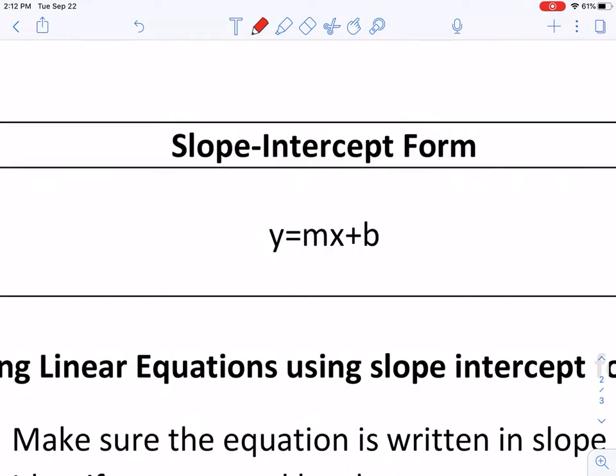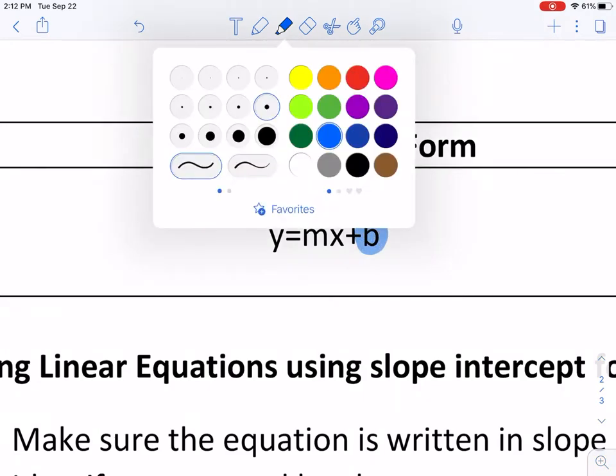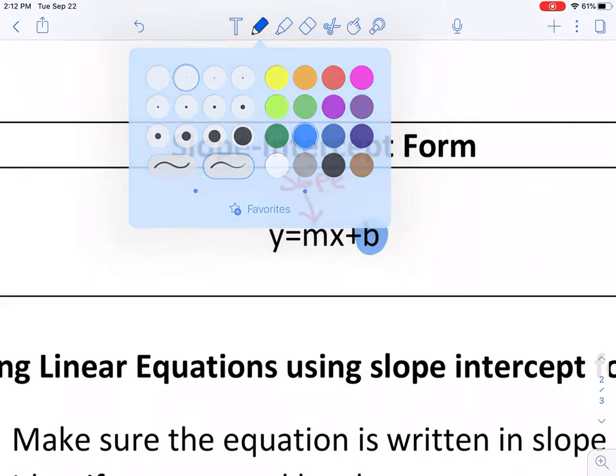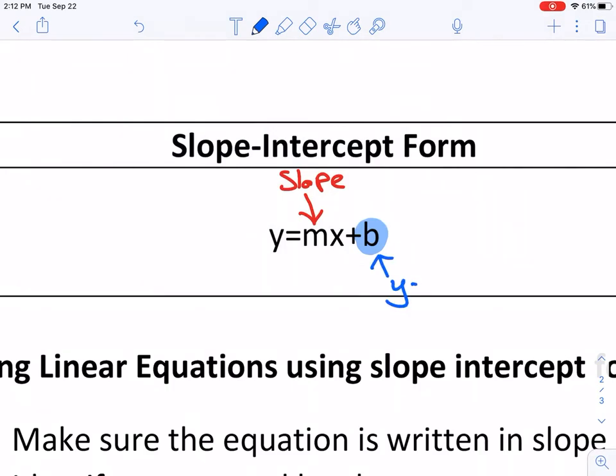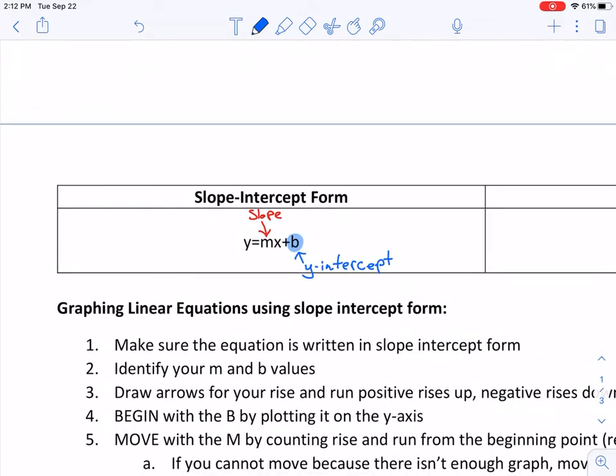Earlier, I pointed out that m means the same thing as the slope. So that's my slope. And b, which I'm going to highlight in blue here, b is what we would call in slope-intercept form our y-intercept. And that means that's where the line crosses the y-axis. So we have our slope and we have our y-intercept. And we use that information to graph.